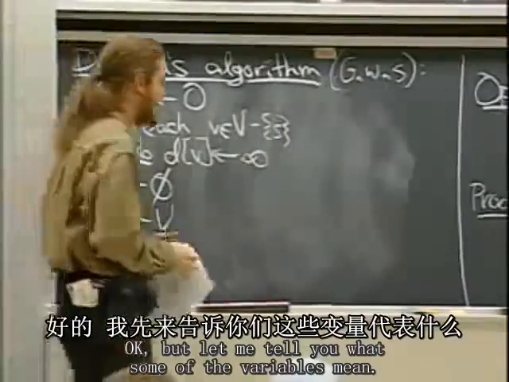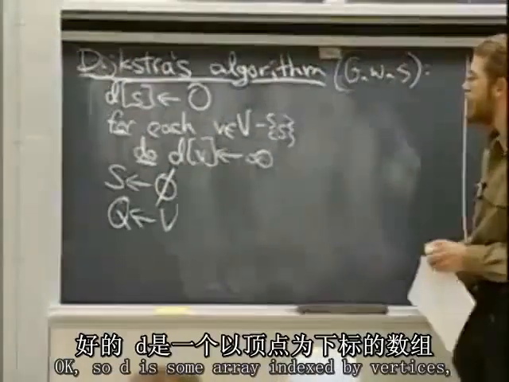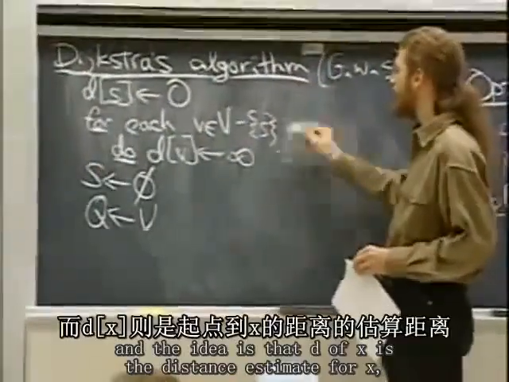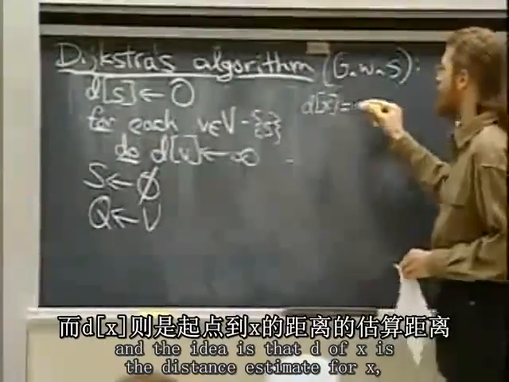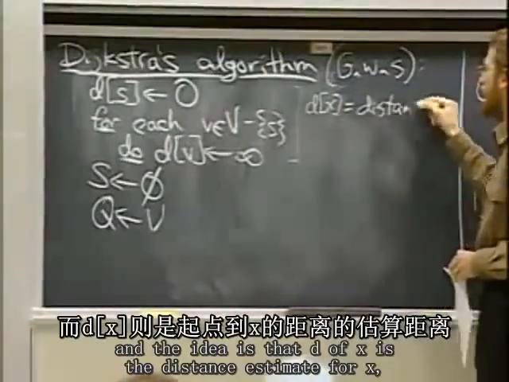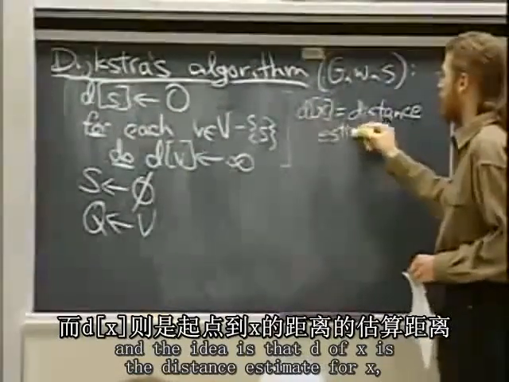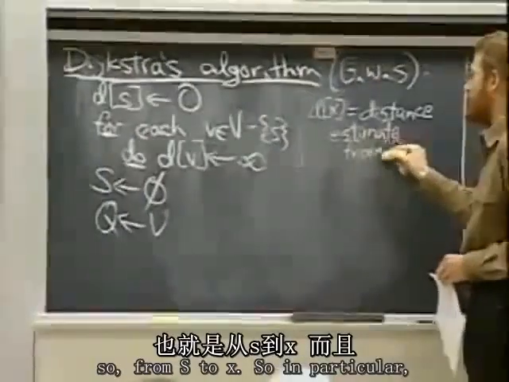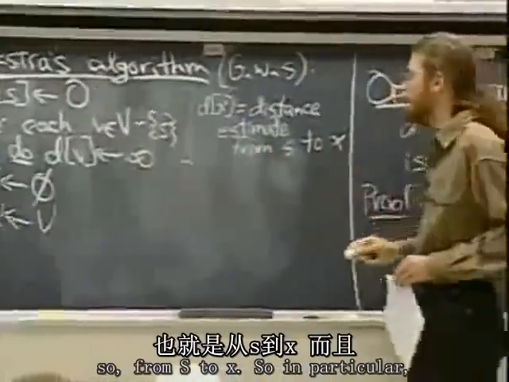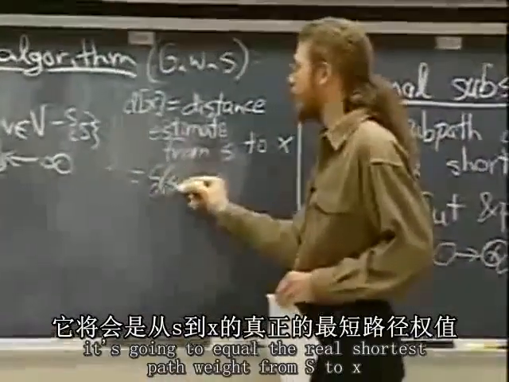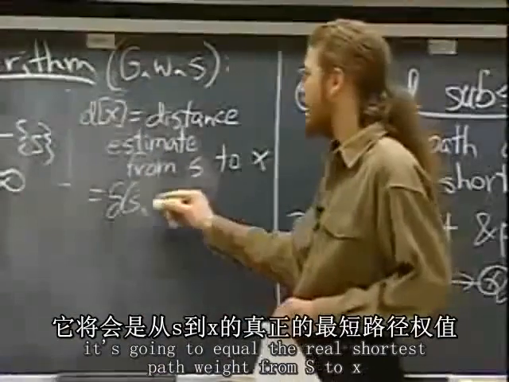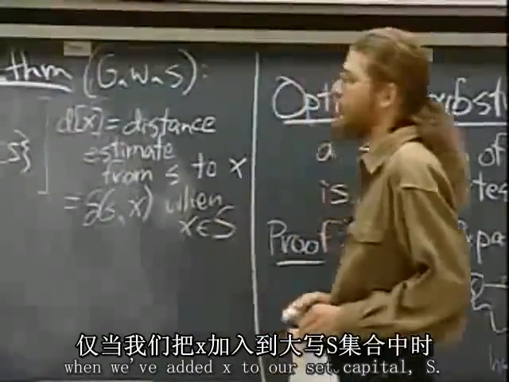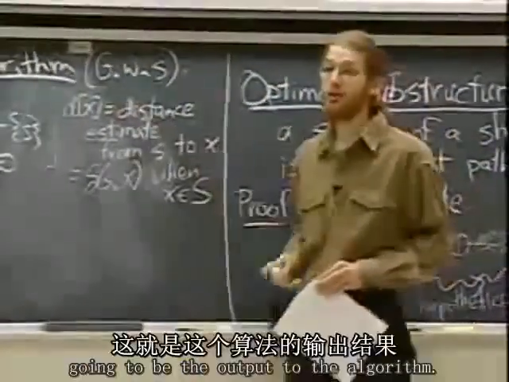But let me tell you what some of the variables mean. So this D is some array indexed by vertices, and the idea is that D of x is the distance estimate for x, so from S to x. So in particular, it's going to equal the real shortest path weight from S to x when we've added x to our set capital S. So this is in particular going to be the output of the algorithm.